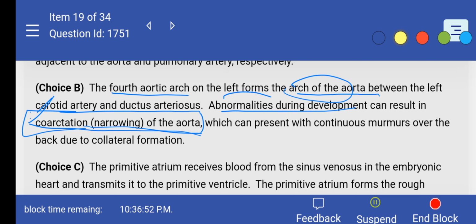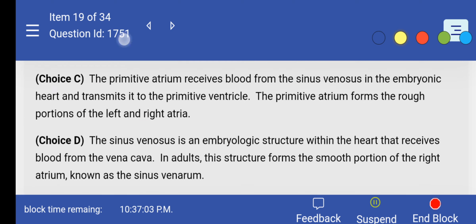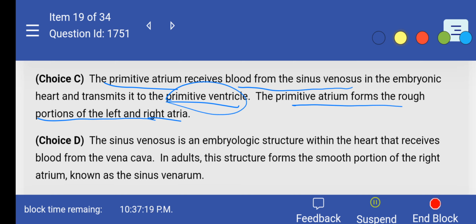So that would give rise to coarctation of aorta, which can present with continuous murmurs over the back due to collateral formation, right? We would talk about that. The primitive atrium receives blood from the sinus venosus in the embryonic heart and transmits it to the primitive ventricle. The primitive atrium forms the rough portion of the left and right atria, and just like that, the primitive ventricle would form the rough portion of the right and left ventricle, right?